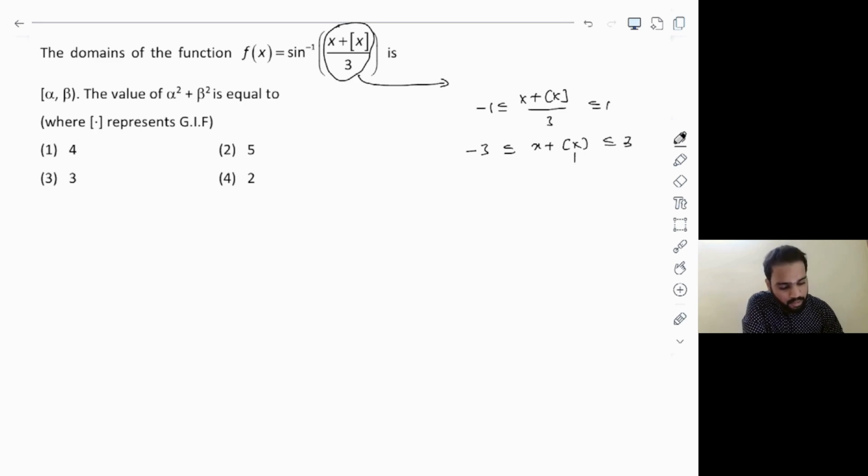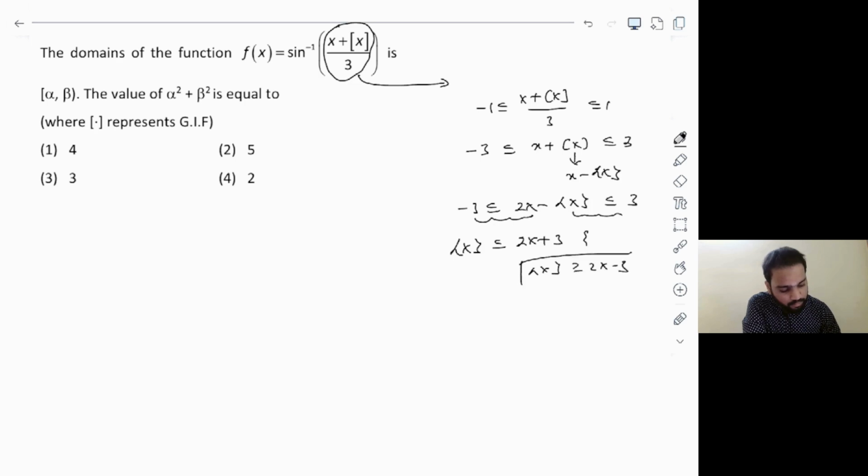Now here I'm going to write this [x] as x minus the fractional part of x. That's the formula, right? And if I substitute that, it becomes -3 ≤ 2x - {x} ≤ 3. Now I'm going to add {x} and 3 to the entire inequality, and I'm going to get something like this. Taking the left hand side part, {x} ≤ 2x + 3. And then the right hand side part will be {x} ≥ 2x - 3. So these are your two inequalities which must be satisfied.